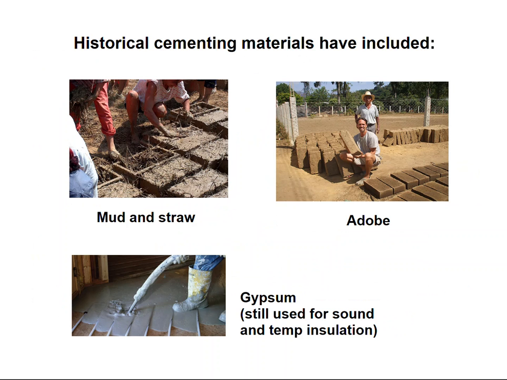Adobe, which is clay, and as you recall from soils class, when dry, clay is an incredibly strong material. It's stronger than rock, but the problem is you can't always guarantee that it will remain dry. And then gypsum. Gypsum is actually an ingredient of Portland cement, and it has a special unique purpose we'll talk about in a couple of slides. But it's also still common for sound and temperature insulation in residential homes as a cementing material.